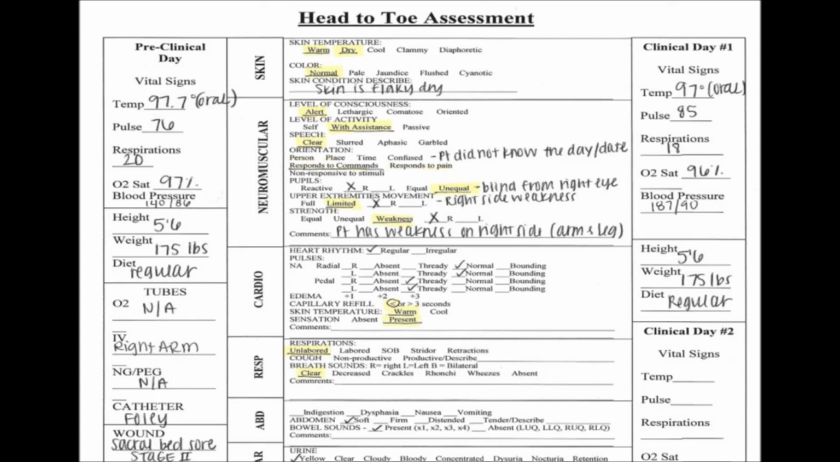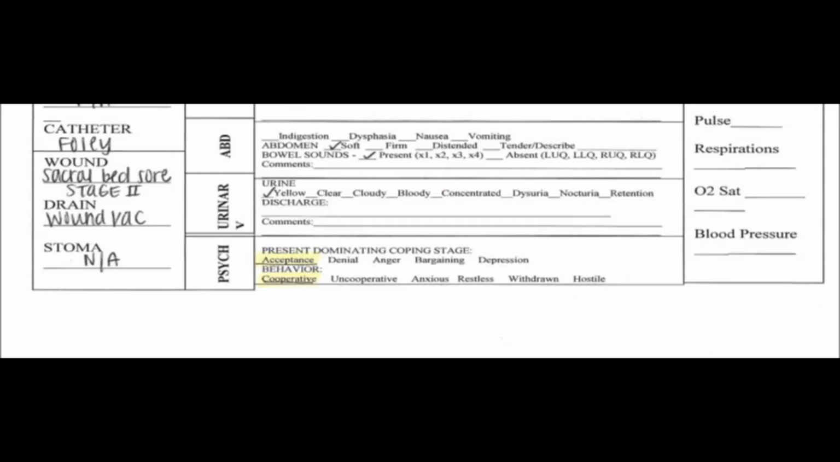Upon assessment, patient's skin is flaky, dry, and warm to touch, with the color being normal. Patient is alert, needs assistance with activity, speech is clear and oriented times 2, person and place. Responds to commands and responds to pain. Pupils are unequal. Patient is blind in right eye. Movement of upper extremities are limited on the right due to right-sided weakness. Patient's heart rhythm is regular. Radial pulses are normal bilaterally. Pedal pulses are thready bilaterally. Capillary refill is less than 3 seconds and sensation is present. Respirations are unlabored and breath sounds are clear. Abdomen is soft with bowel sounds present in all 4 quadrants. Urine is yellow. Patient has accepted his diagnosis and is cooperative.